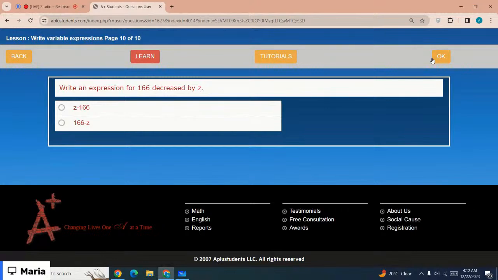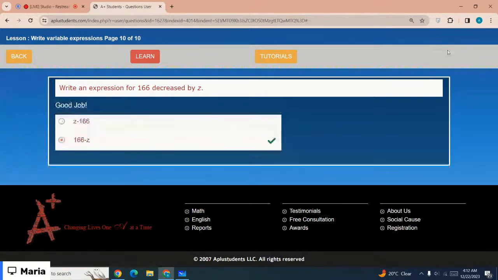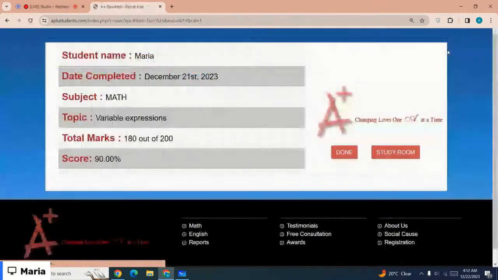Write an expression for 166 decreased by Z. Which is the correct option? The correct option is 166 decreased by Z. That is the second option, right? That is 166 minus Z.